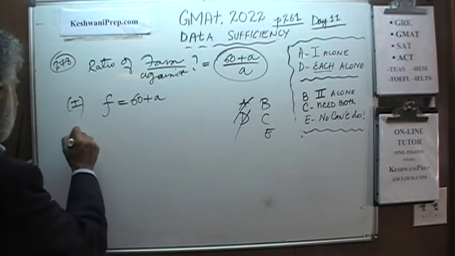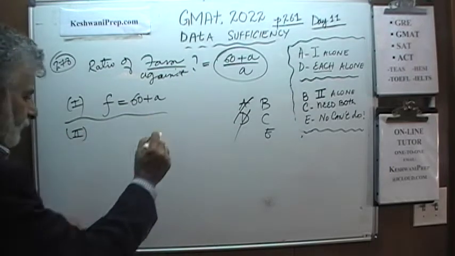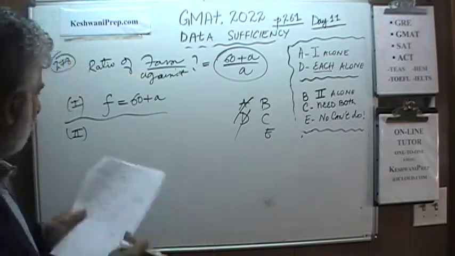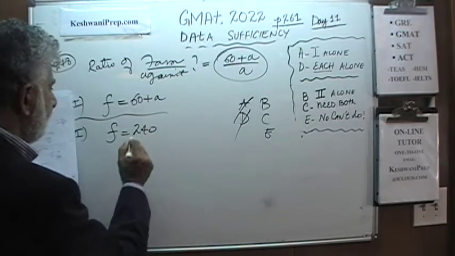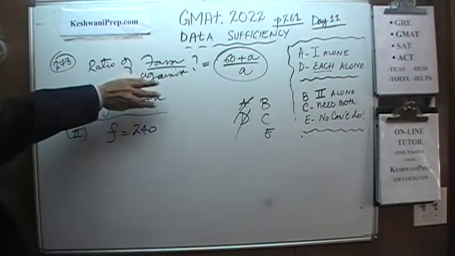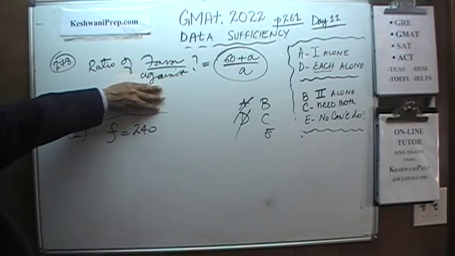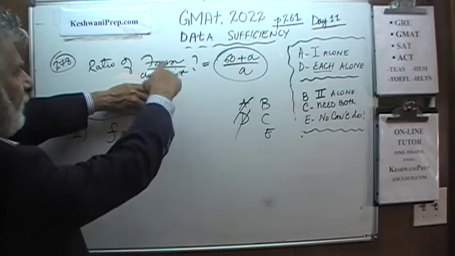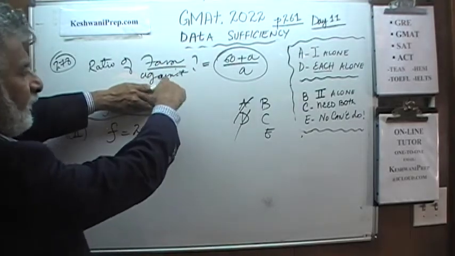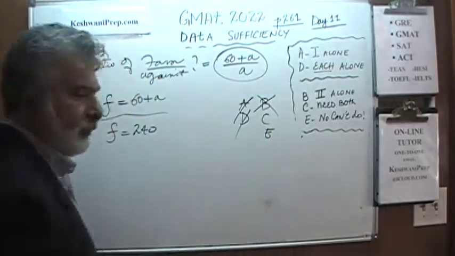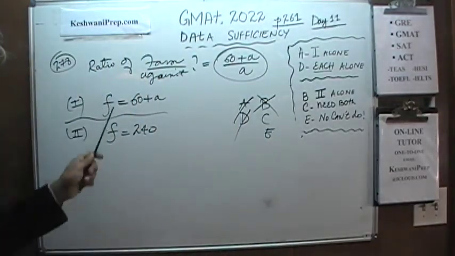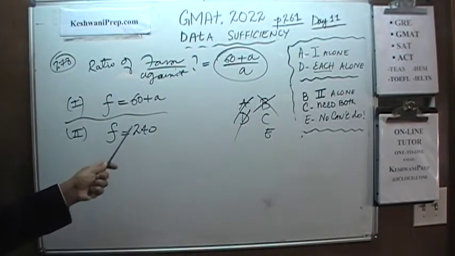Let's see what the second statement tells us. The second statement tells us the number of people who voted in favor of it is 240. Again, that information by itself is not enough. In the second statement, they tell us the numerator, but we still have no idea what the denominator is. It is not enough.